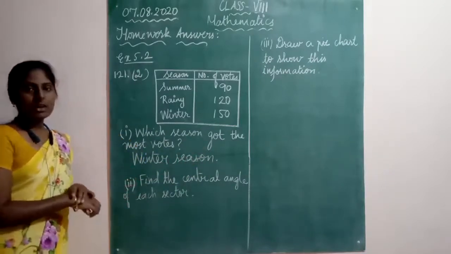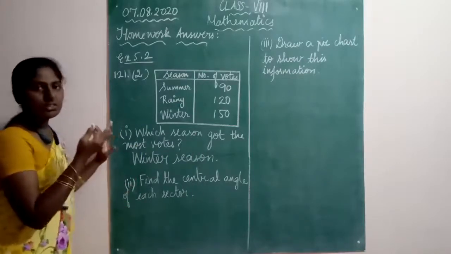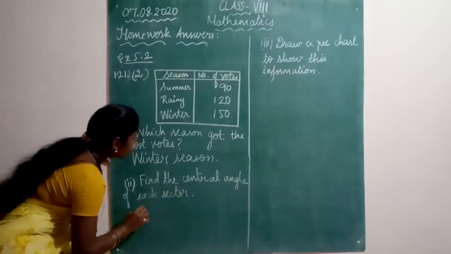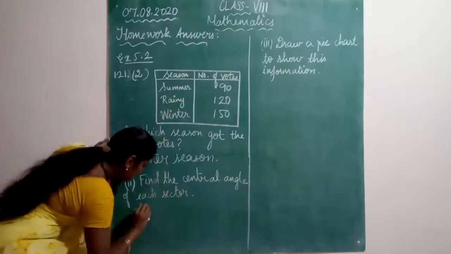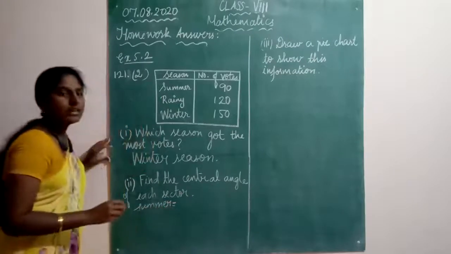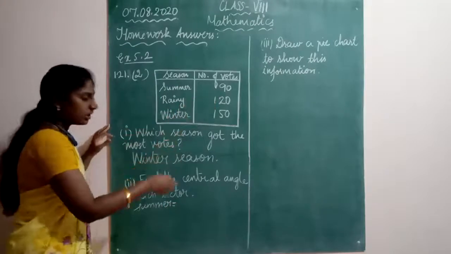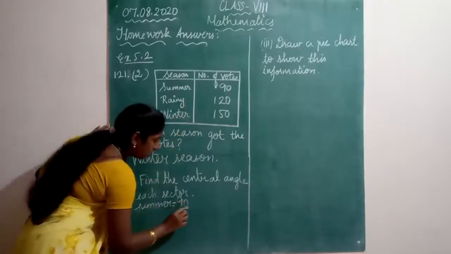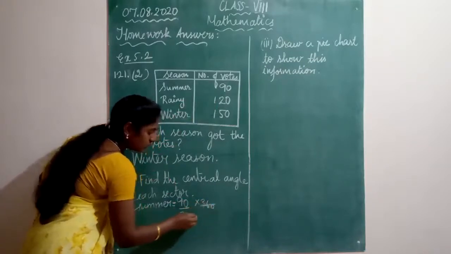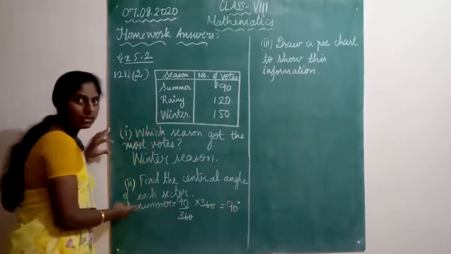Next thing, find the central angle of each sector. Only then can we draw the pie chart, because the third question is to draw a pie chart. Let us find the central angle. First we will find it for summer. In the previous class I said you have to divide this by 360, so 90 divided by 360, and multiply it again with 360. The 360s get cancelled, and only 90 degrees will be the central angle for summer.